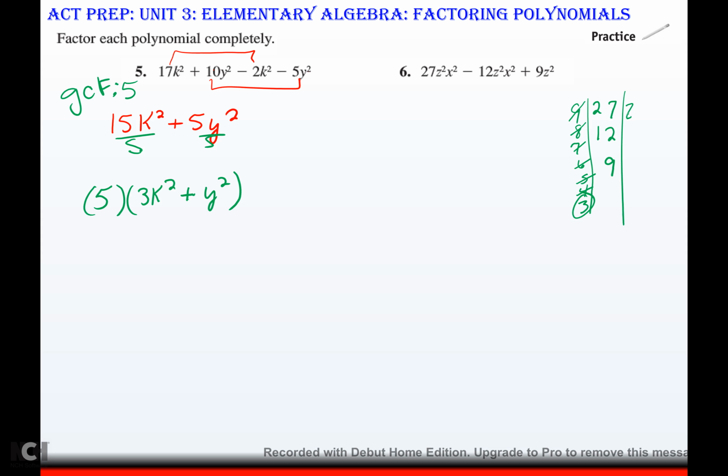My letters, I have a z squared x squared, a z squared x squared, and a z squared. Oh, which means I could combine those. And I get 27 take away 12 would be 15z squared x squared plus 9z squared. Alright, which still now is going to give me a GCF of 3z squared. Because this one has x to the 0, so I don't get to use any x's. So my GCF is 3z squared.